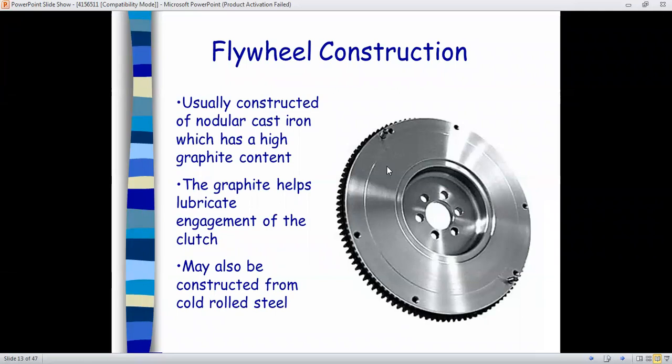Now what is the construction of the flywheel? It is usually constructed of molded cast iron which has a high graphite content. The graphite helps lubricate. So we can say that because of the high percentage of graphite in this material, the flywheel is self-lubricating, so there is no need to provide lubrication for the flywheel. It may also be constructed from cold rolled steel. The other material for the flywheel is cold rolled steel, and we also use this material for manufacturing the flywheel.